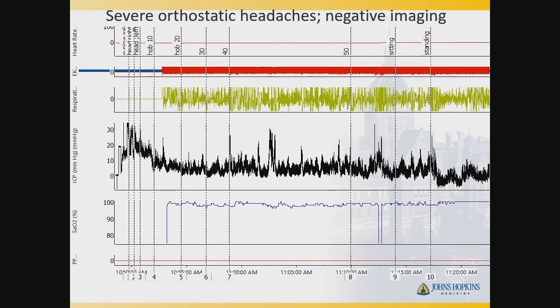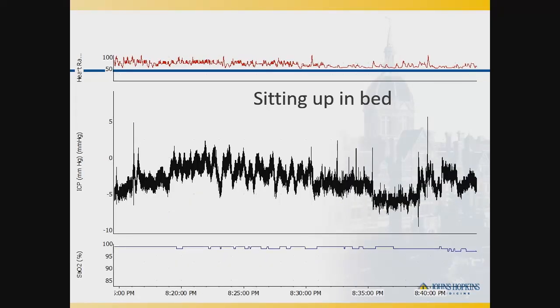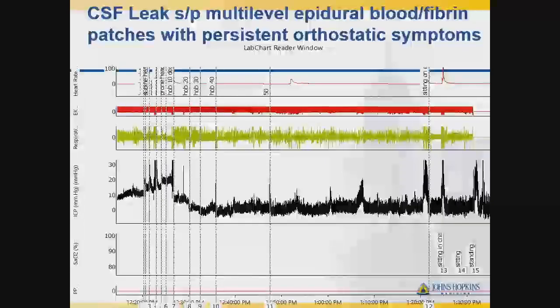So this patient, even though she had classic orthostatic headaches, came to us referred as a CSF leak, really did not have intracranial hypotension. And this was, again, her pressures sitting up in bed. This is a patient, again, who was referred to us, who had multilevel epidural blood and fibrin patches, still had persistent headaches, and again, with positional testing, her pressures were normal.